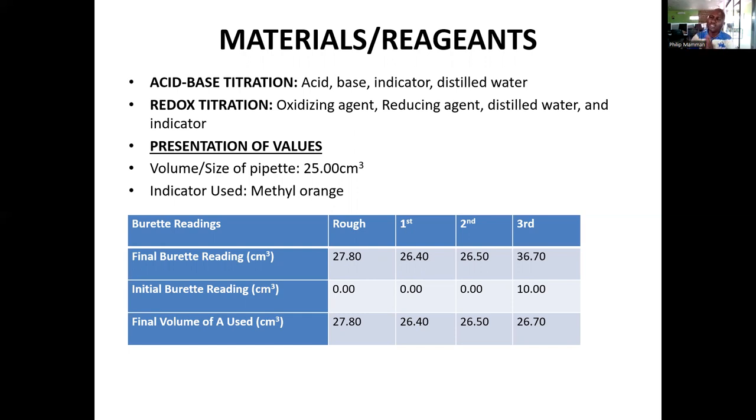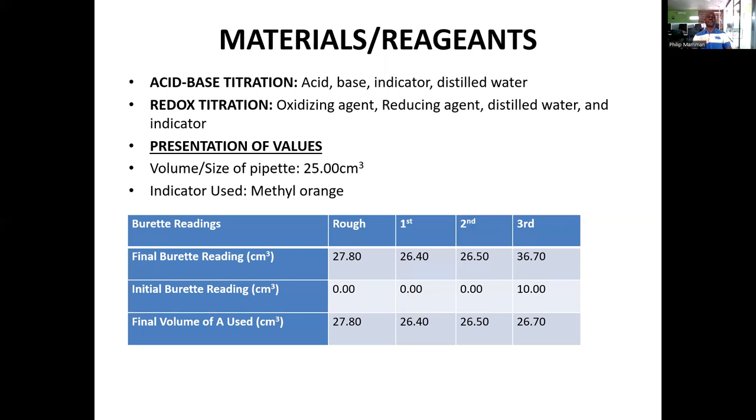So if you ask, what is your volume of base? In this case, I said 25.00 centimeter cube. Your pipette might be 20 centimeter cube. If it is, then that is your volume of pipette. Here, our indicator used is methyl orange. It's not usually the same for us in the experiment. I'm sure you will take note of it. And this is your presentation of values. Your presentation of values is such that you must know that your units are very, very important.